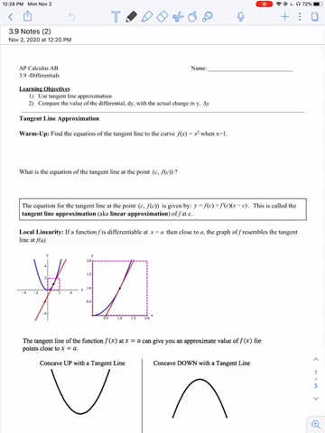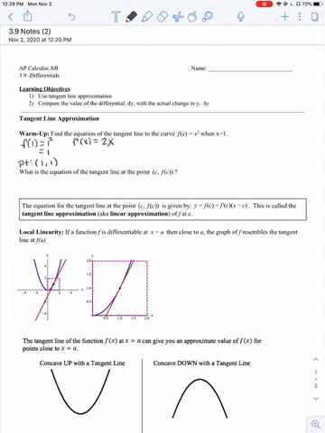So here we go. Find the equation of the tangent line to the curve f of x equals x squared when x equals 1. So first of all, we need to know what the point is. So we need to find f of 1, and that's just going to be 1 squared, which is 1. So our point is the ordered pair 1, 1. Now we're also going to need the slope of the tangent line, which we know is the derivative. So I'm going to find the derivative of x squared, and it is 2x.